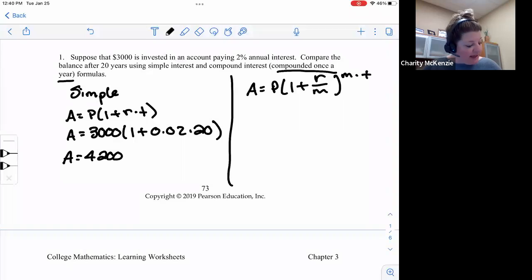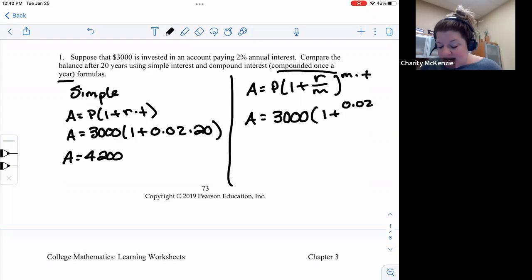Okay, so then for here, the principal is still $3,000. We still have 1 plus. Now our interest rate is 2%, and we are dividing it by 1, which doesn't really change it because it's once a year. Up here, it's once a year times 20. Okay, so in your calculator, you got to make sure this is in a parenthesis, or it will not necessarily give you the right answer. I mean, you have a 1, so you could just put in 20, because 1 times 20 is 20.